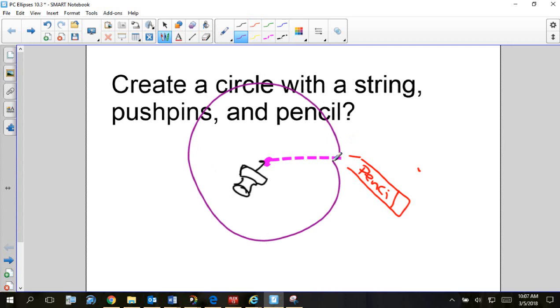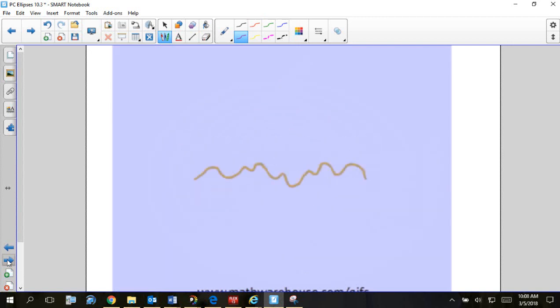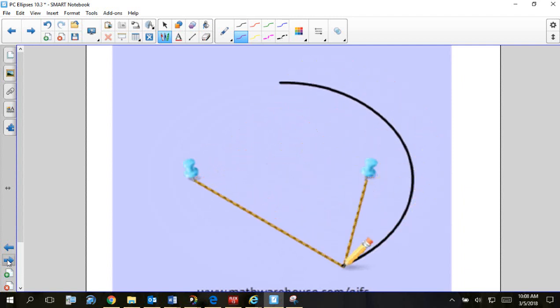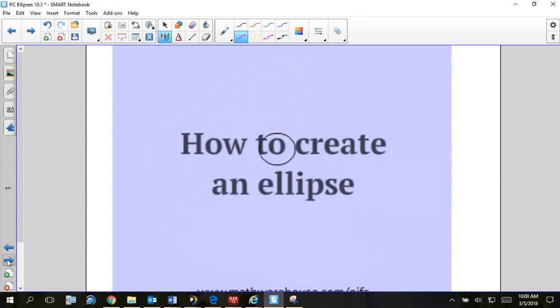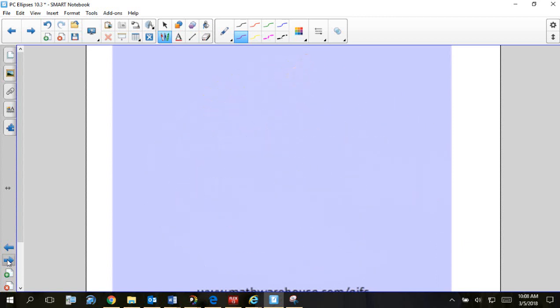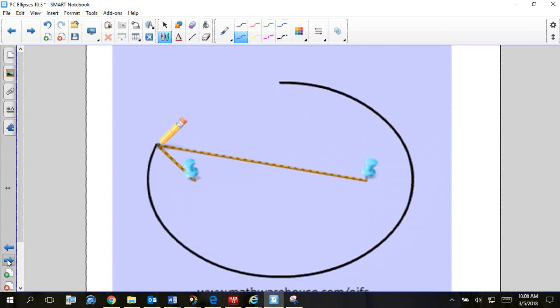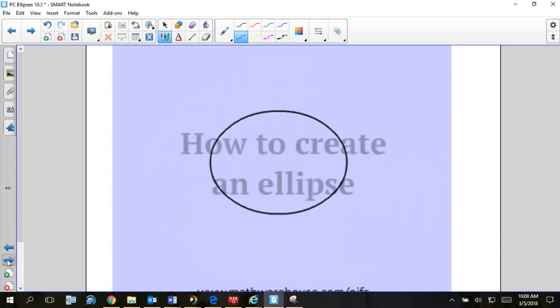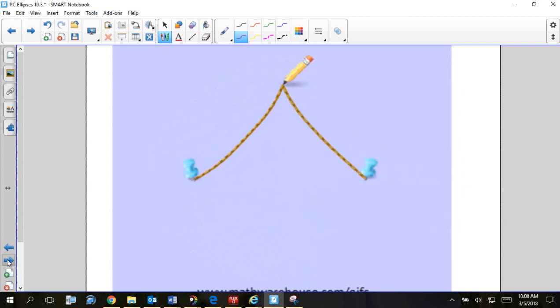Alright, how do you make an ellipse with push pins, a pencil, and string? This one I don't have to draw. Push pin, string. Look. So you just need 2 push pins, string, pencil, and you can make an ellipse. We're going to hand sketch them. We're not going to actually accurately draw them, but we are going to find the push pins. So the push pins are something we're going to learn about today.